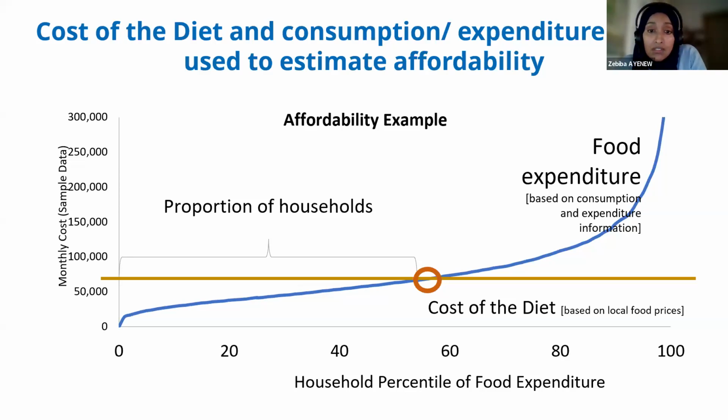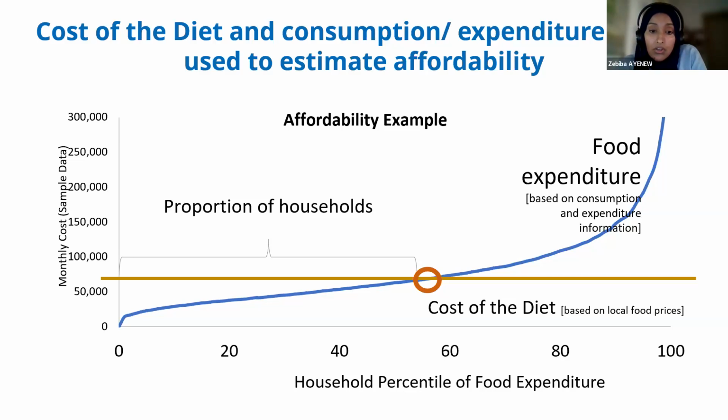So through this comparison between the cost of a nutritious diet and food expenditure, and sometimes consumption used as a proxy for food expenditure, we can tell the proportion of households that cannot afford the cost of a nutritious diet.